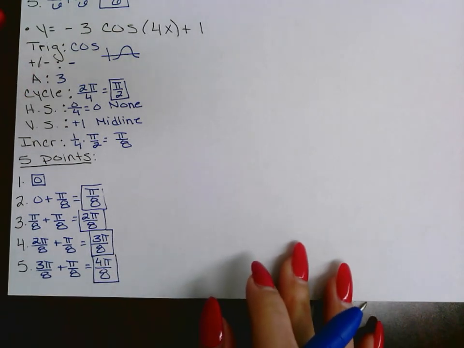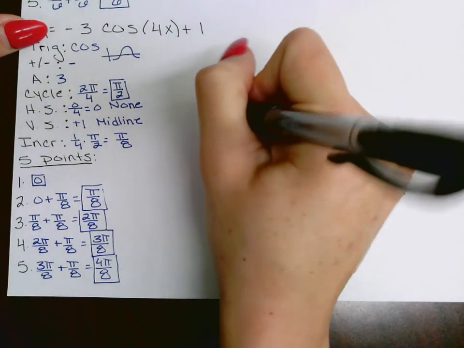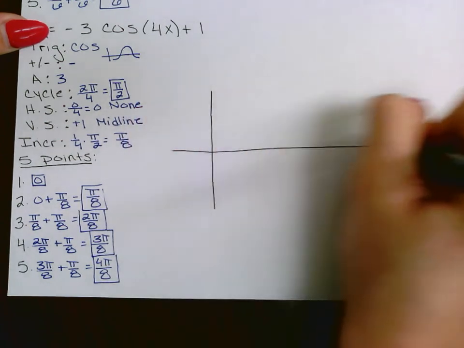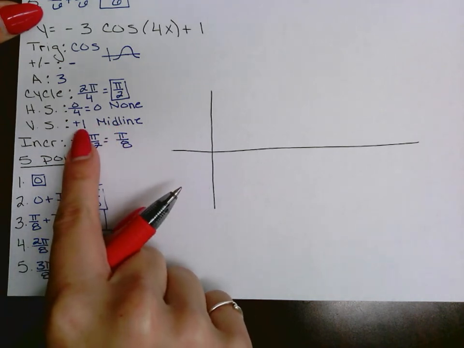All right. And now we have our 5 points. So when I go to draw this, again, I take a peek at my 5 points. I see that they are all positive. So I can draw my y-axis all the way to the left. Okay. Again, according to those notes we talked about in the first video, the first thing that you draw is your midline. My midline is up 1, okay?